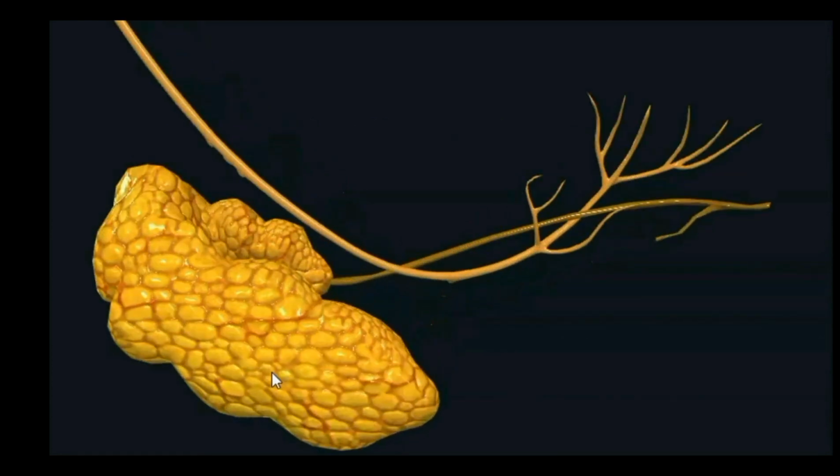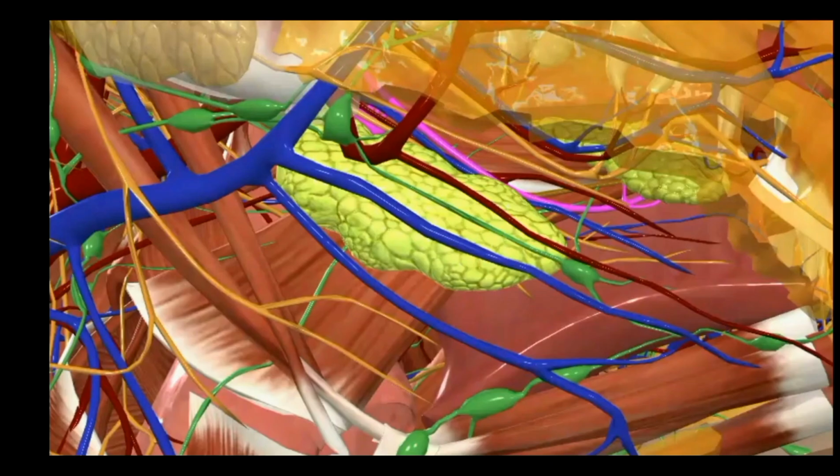Sensory branch coming from the posterior division of mandibular nerve. Please go and see the video on infratemporal fossa dissection and animation. You will come to know that. You can see the lingual nerve, how it is crossing. First it lies above, then goes below, then again crosses the duct from lateral to medial side. You can see there.